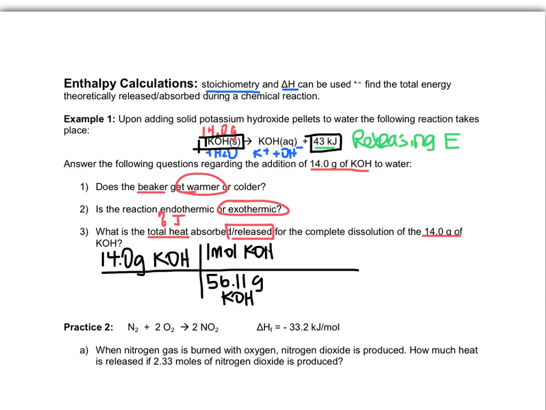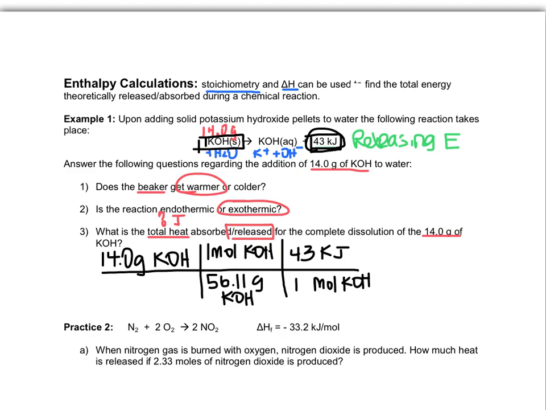Here's the only part in enthalpy calculations that's different from stoichiometry. Instead of going from reactant to product, my product is now energy. So moles of KOH have to go down. And we look in our reaction, and it's saying for every 1 mole that we use, because that's the coefficient for KOH, we are going to release 43 kilojoules. So keep that in mind.